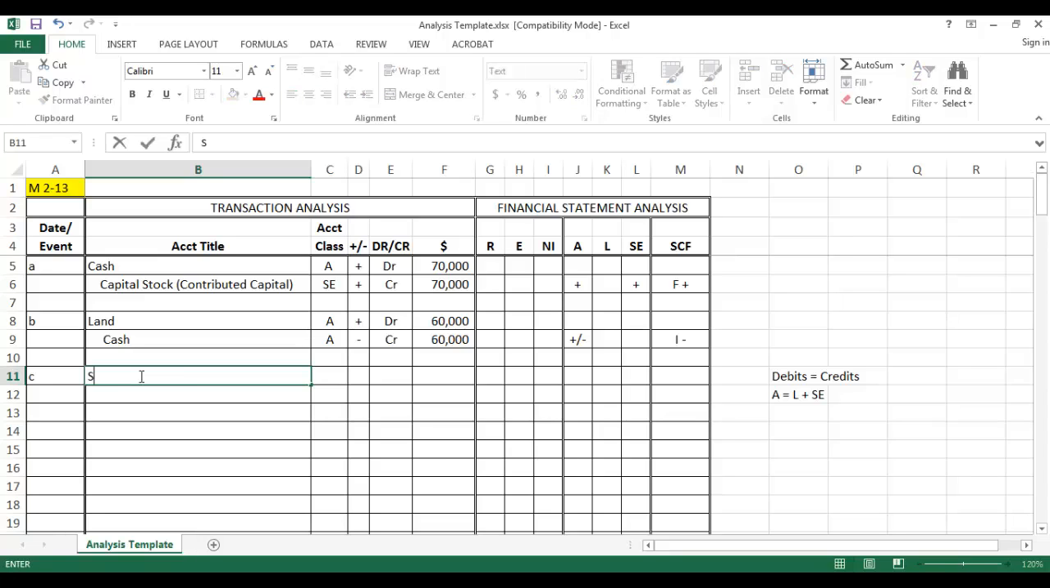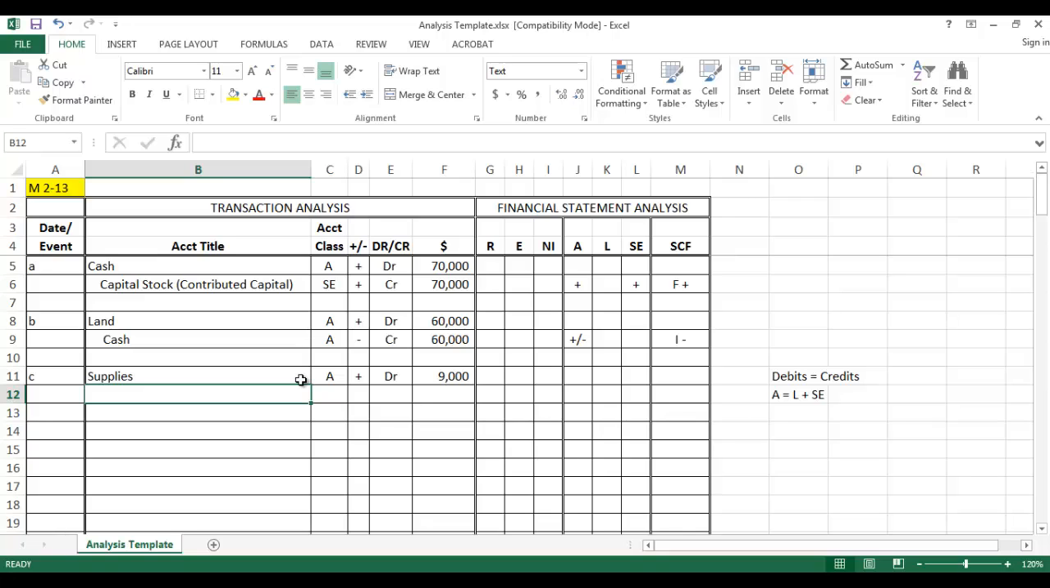We've received supplies. Supplies are owned by us, so it's an asset account, increasing that with a debit. Now again, it doesn't matter that they are worth $10,000. We purchased them for 10% less than that, or $9,000. So that's what we're going to record for our supplies here.